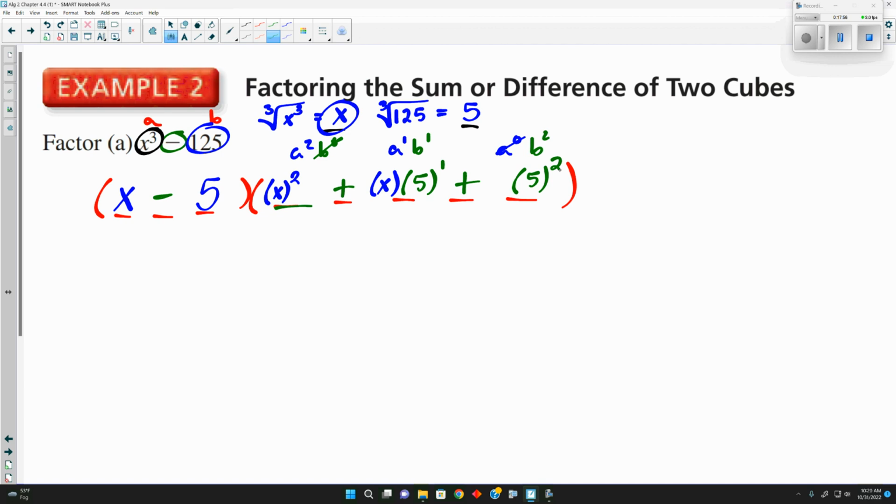Any questions on how we factored this here? Because we only have one more step before we're finished. We ready for the next step?